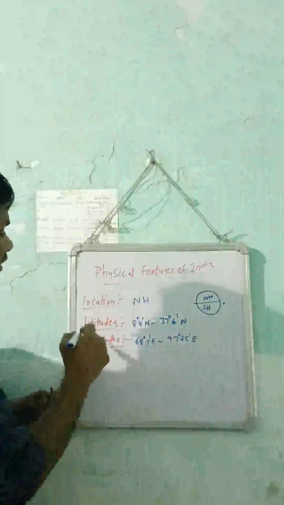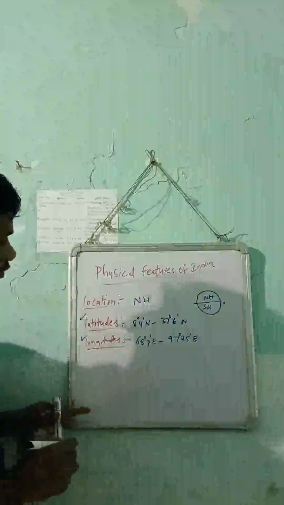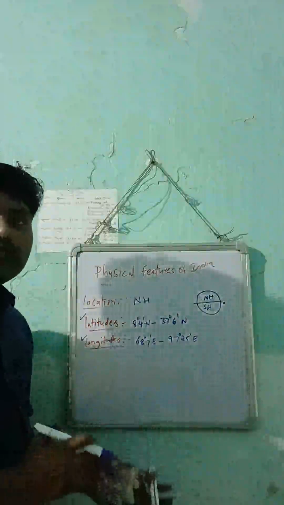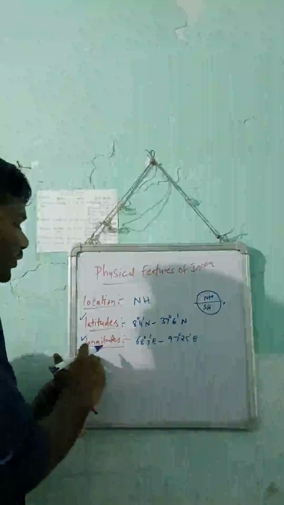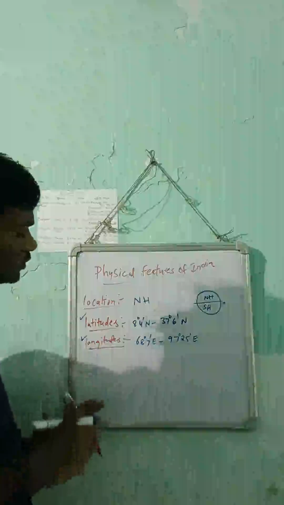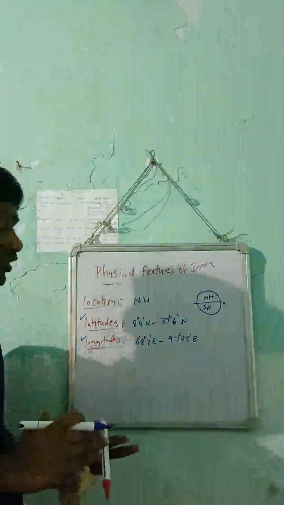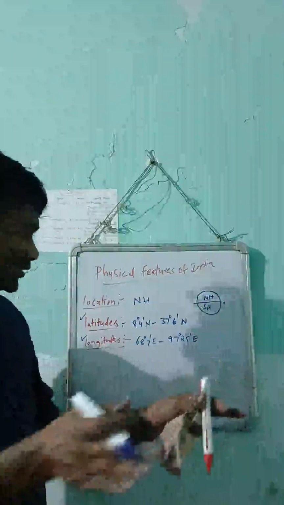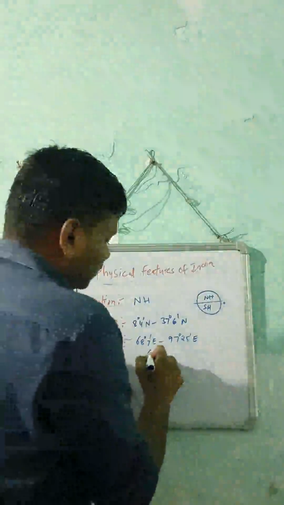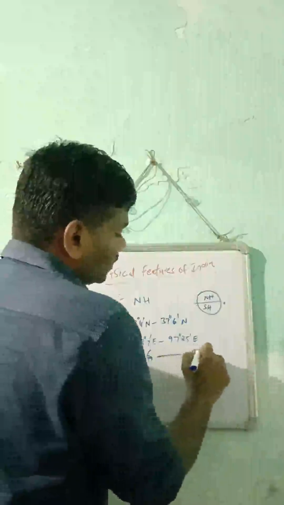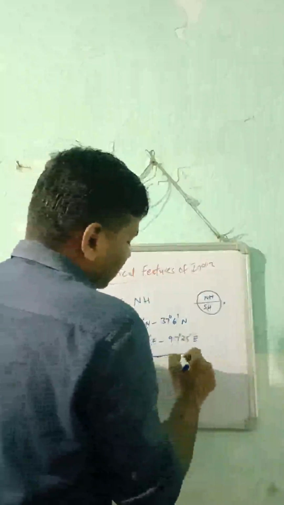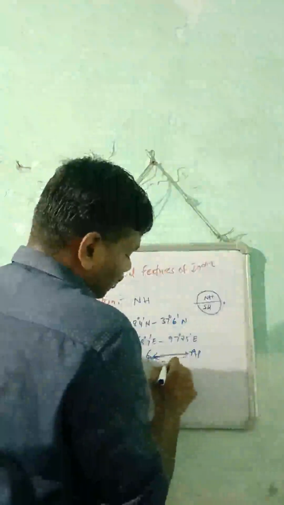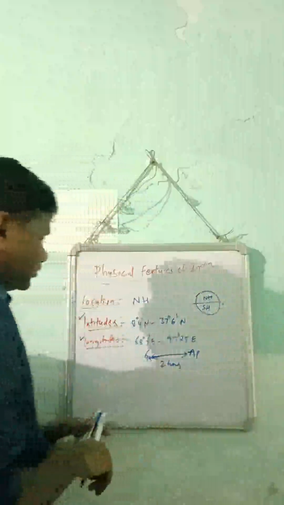So what is the use of latitudes and longitudes? Latitudes are used to determine the distance between two places. Longitudes are used to determine the time difference between two distant places. For example, between Gujarat and Arunachal Pradesh there is a 2 hours gap. Understood?